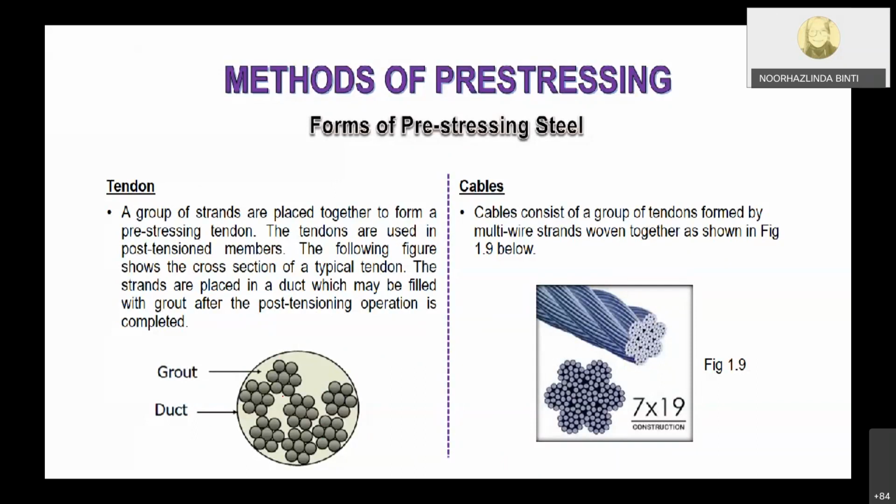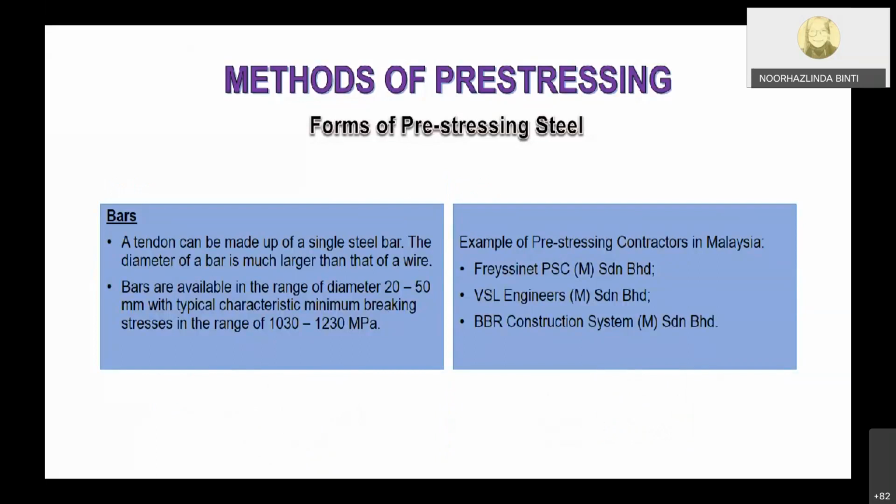Cables, what are cables? A group of tendons. A group of tendons, you spun together, that one we call cables. Usually cables are used in post-tension concrete. And also we have bar. This is not so common but available. Bar is a tendon made up of a single steel bar.